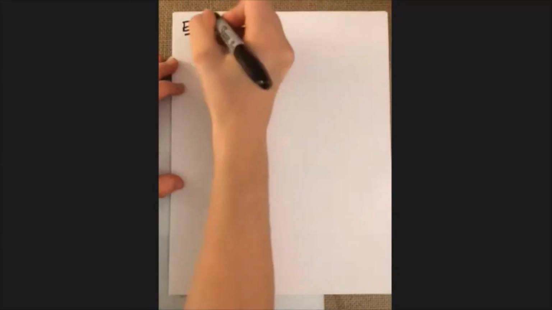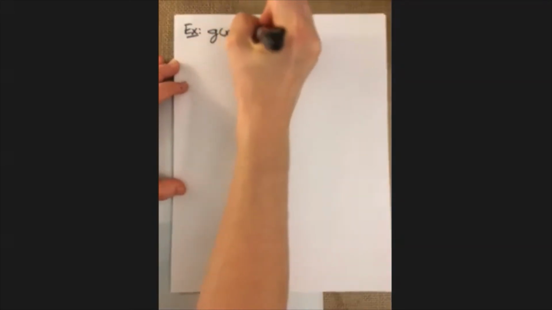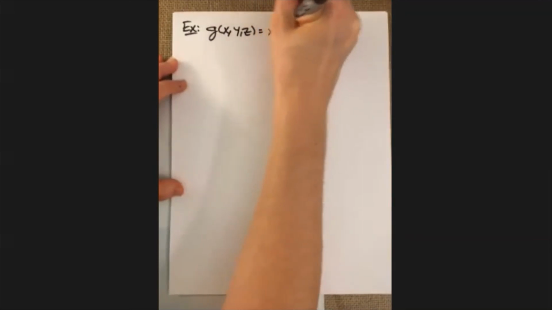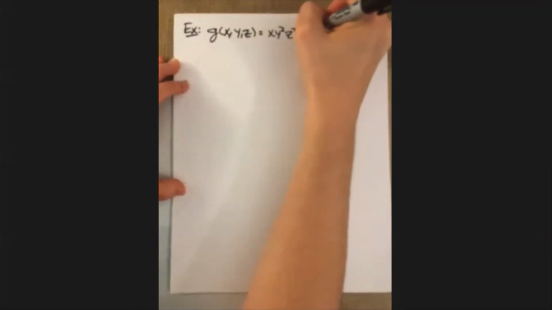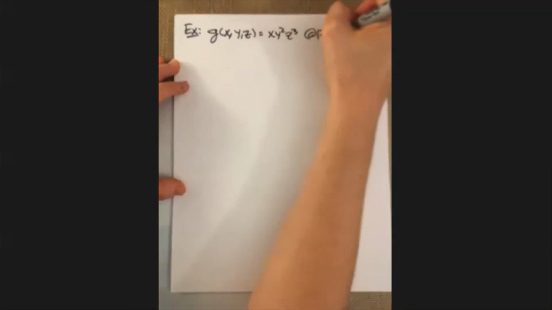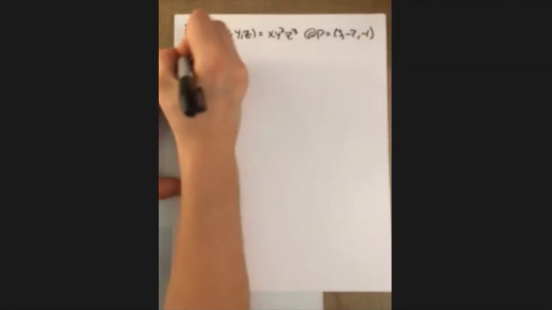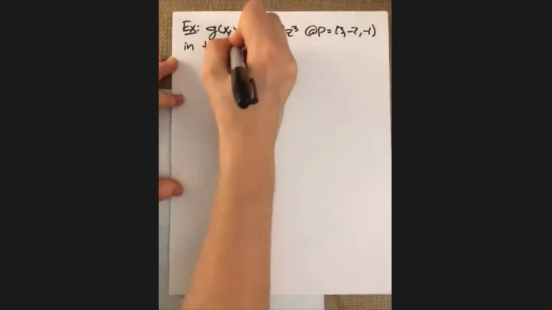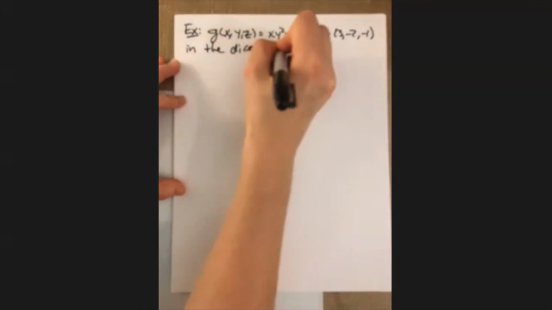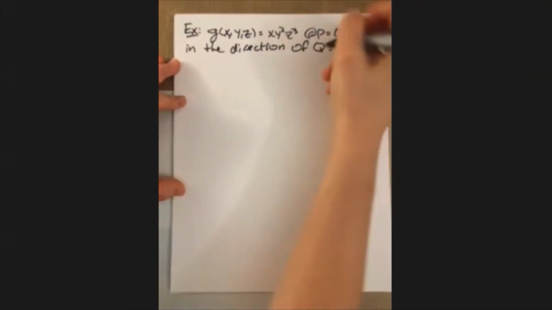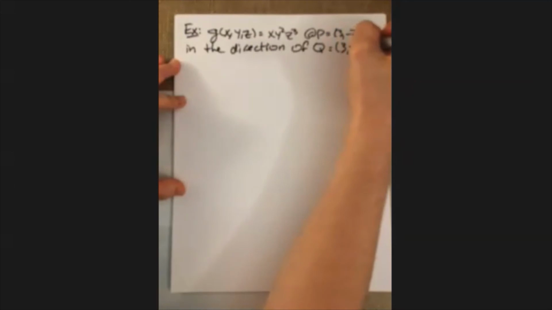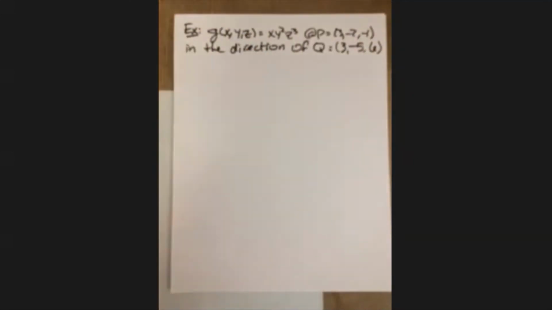Let's do one more like that. Let's use g(x, y, z) = xy squared z cubed at the point P = (3, -2, -1), and this is in the direction of Q = (3, -5, 6).